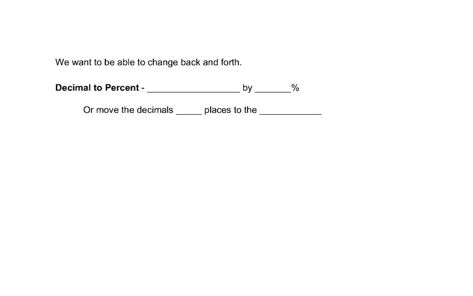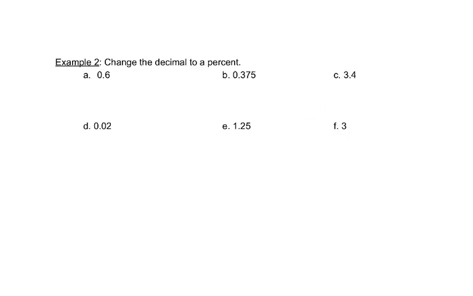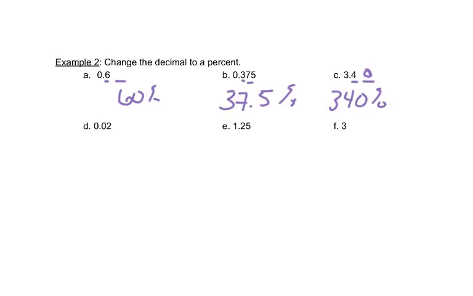If we want to be able to change things back and forth, a decimal to a percent, we multiply by 100%, or move the decimal place 2 places to the right. So 0.6, if we move this 2 places to the right, would give us 60%. We move this 2 places to the right, we would get 3.75%. Move this 2 places to the right, we have to fill in the 0 on the end, we would get 340%, and so on.